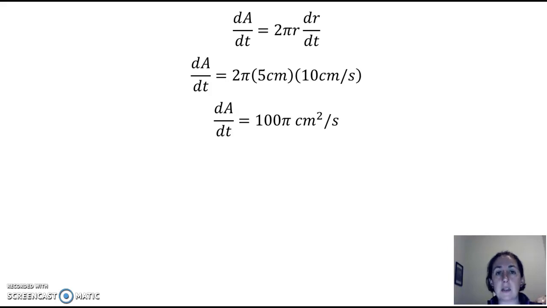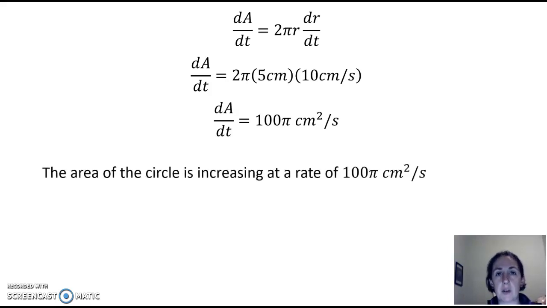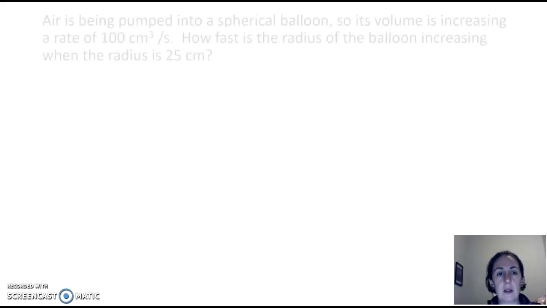Well, this should make sense to you because area is two-dimensional and it is measured by square units like centimeters squared. So because this is positive, we can say the area of the circle is increasing at a rate of 100 pi centimeters squared per second. Let's take a look at another example.